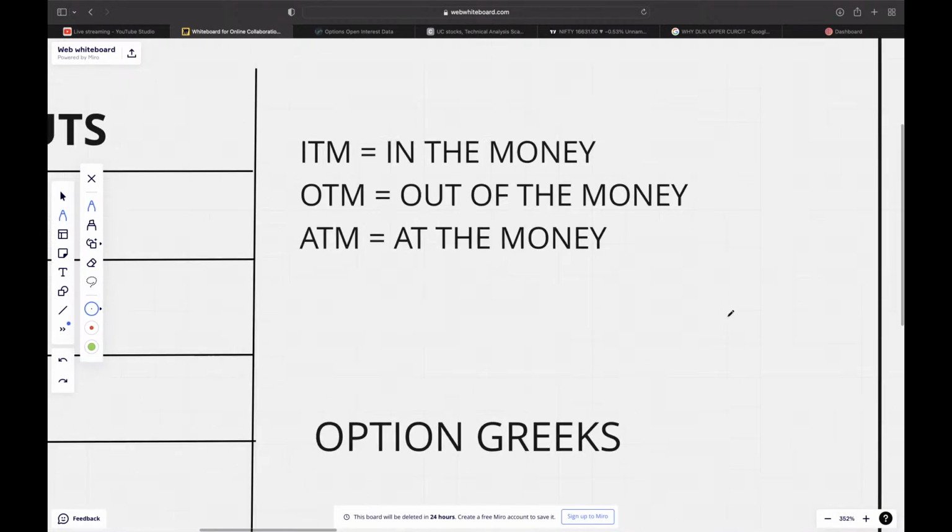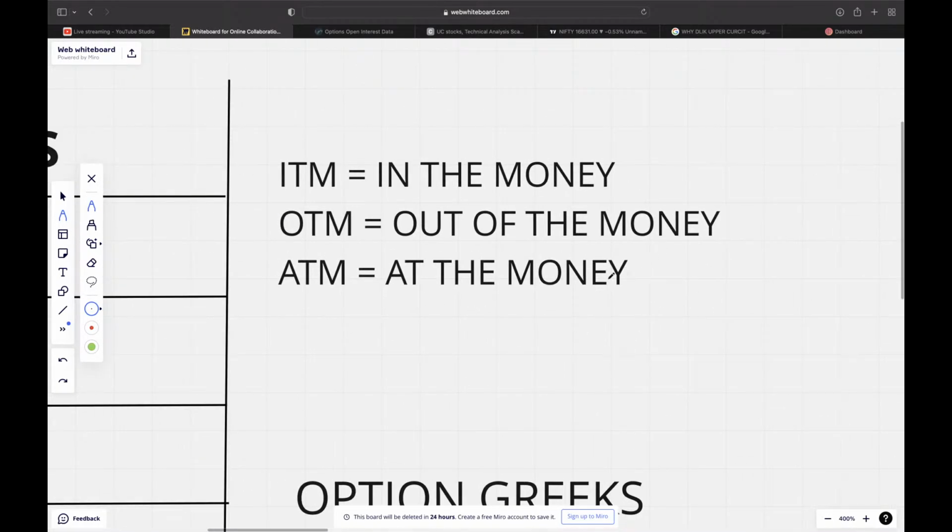After this, there's something known as in the money, out of the money, at the money. ATM full form is at the money. ITM full form is in the money. OTM full form is out of the money. Clear, everyone? Clear, in the money, out of the money, at the money, everyone?